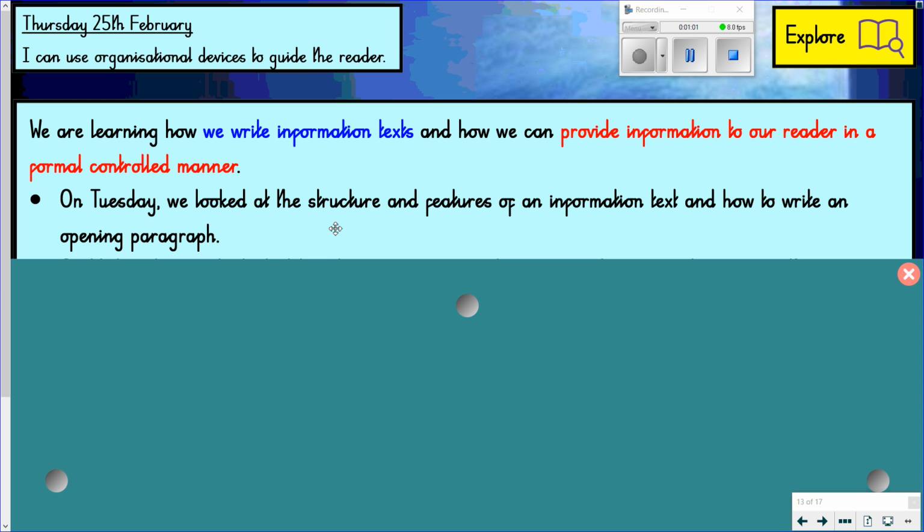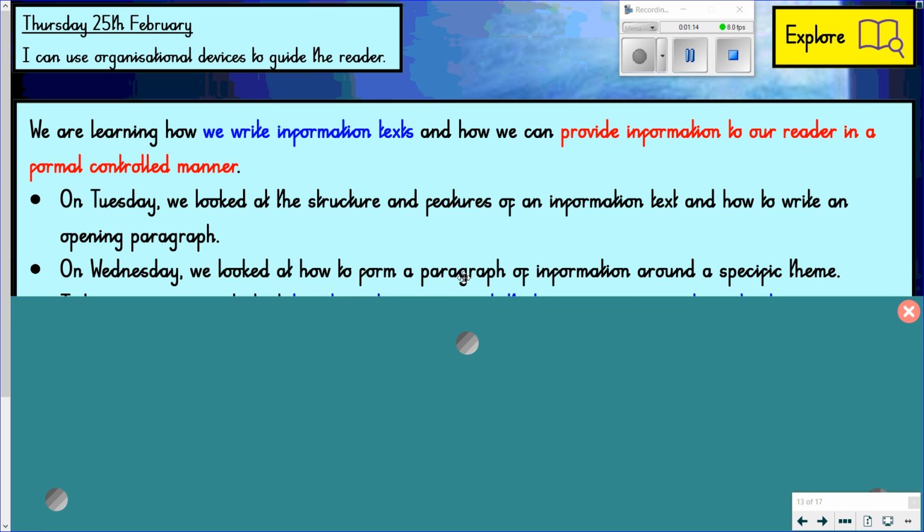And what we've been doing is writing about Earth, because we know about Earth, it's our planet, to practise our skills. Today is our final skills session, because yesterday we looked at how to form a paragraph of information around a specific theme. So if you remember, we looked at the temperature and landscape on a planet. So we looked at the Waggle, which is all to do with Mars, and what the landscape is like on Mars, and what the temperature is like on Mars. Then we did the same sort of thing. We practised doing that to do with Earth.